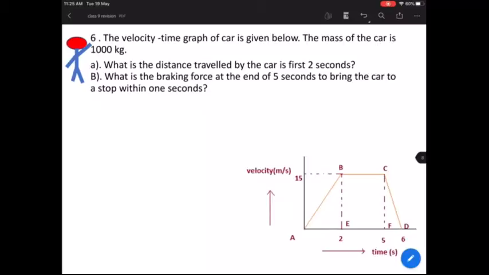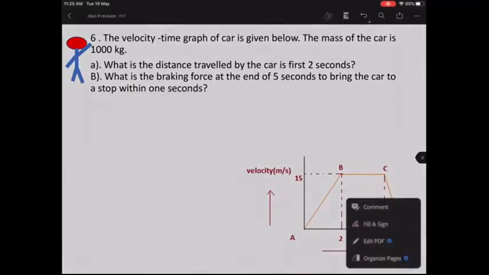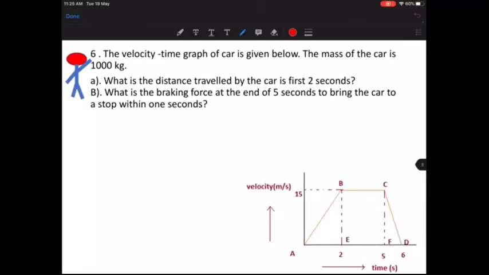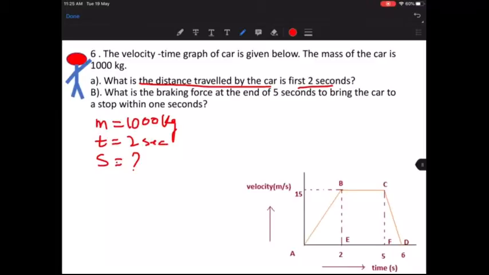Okay, first he is asking you what is the distance traveled by the car in 2 seconds. So first read the graph carefully. The graph is a velocity time graph, and I already told you before that any velocity time graph, if you calculate the area, you will get the distance, okay, or the displacement. Fine. So look at this. He's given you the mass of the car. So let's write the mass is 1000 kgs here. What is the distance traveled by the car in 2 seconds? So time also 2 seconds. He's asking you to calculate the distance. So we do not need to actually calculate the distance. What we can directly do is we can just find the area.